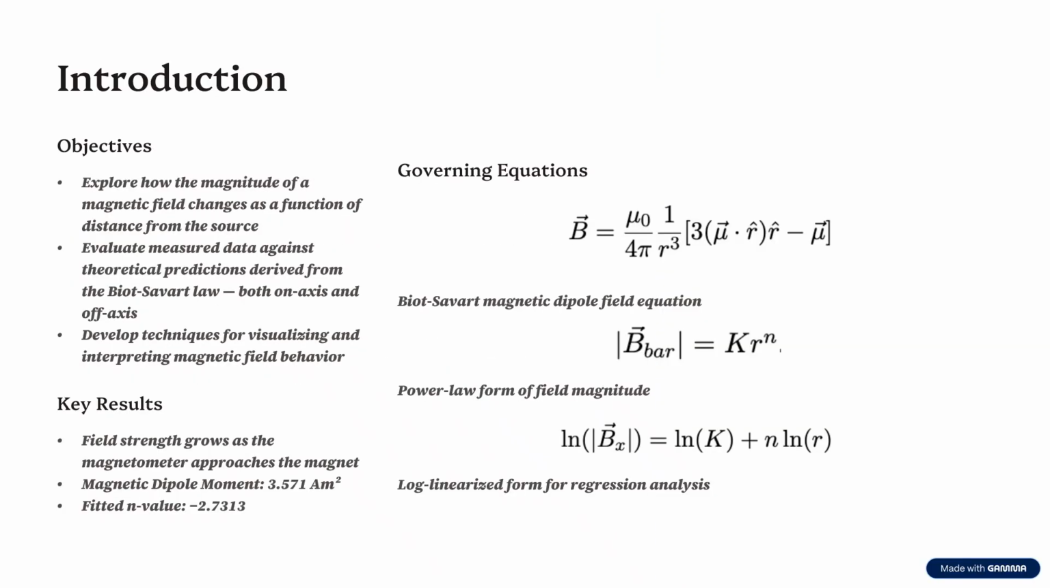Introduction. Here are some equations I used, like the Biot-Savart law and magnetic dipoles. I wanted to explore how the magnitude of the magnetic field changes as a function of distance, and evaluate measured data against theoretical predictions derived from the Biot-Savart law, on-axis and off-axis. I want to develop techniques for visualizing and interpreting magnetic field behavior. Key results: field strength grows as the magnetometer approaches the magnetic dipole, with an n value.